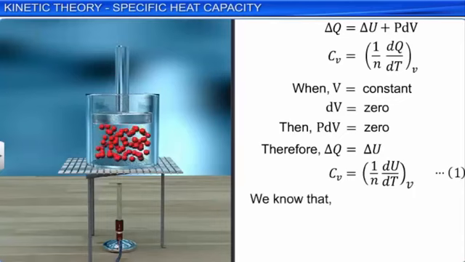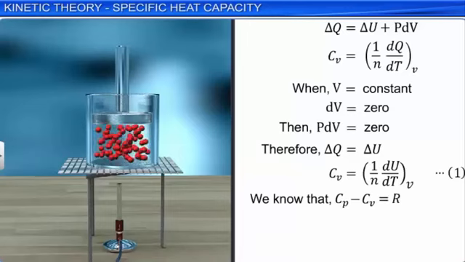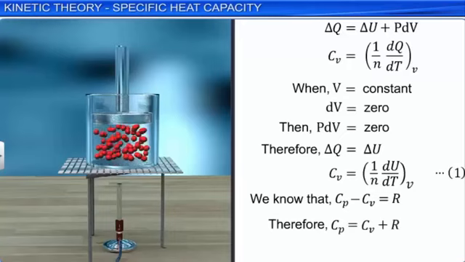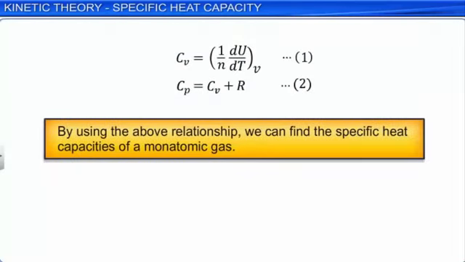Then the molar specific heat capacity at a constant pressure can be found by using the relationship between Cp and Cv. That is, Cp minus Cv is equal to R. Therefore, Cp is equal to Cv plus R. Let this be equation 2. By using the above relationship, we can find the specific heat capacities of a monoatomic gas.